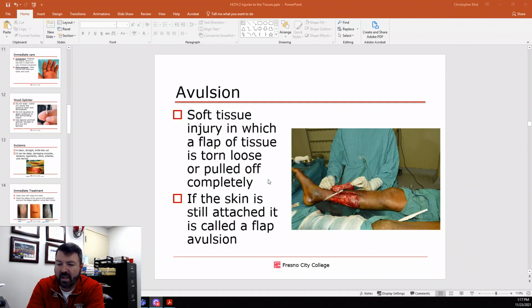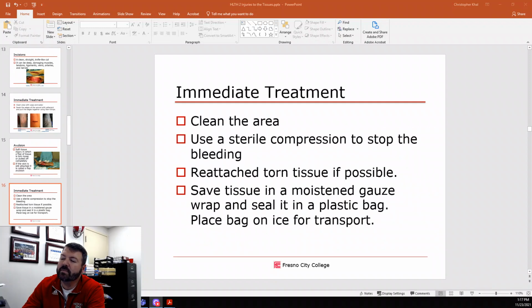You want to make sure the area is clean, maybe irrigate it, and use sterile compression to help stop or control the bleeding. Reattach that torn tissue if possible. If it's not completely cut off, but just flopped over, you can flop it back where it should be. That way, hopefully, you can still save that skin.